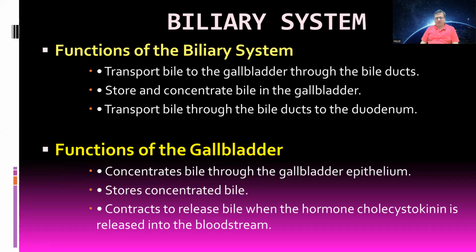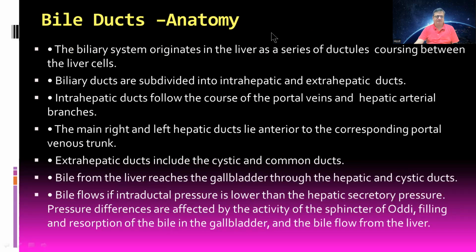It contracts to release the bile when the hormone cholecystokinin is released into the bloodstream, which arises from the duodenum. Now, anatomy of the bile duct. The biliary system originates in the liver as a series of ductules coursing between the liver cells. The bile ducts are subdivided into intrahepatic and extrahepatic ducts. Intrahepatic ducts follow the course of the portal vein and hepatic arterial branches. The main right and left hepatic ducts lie anterior to the corresponding portal venous trunk. Extrahepatic ducts include the cystic and the common duct.